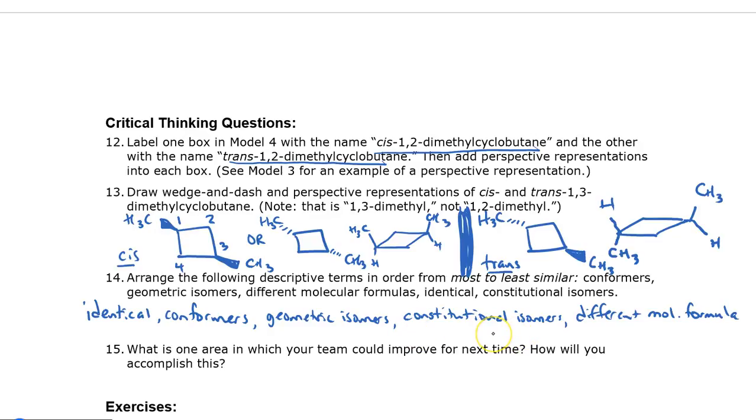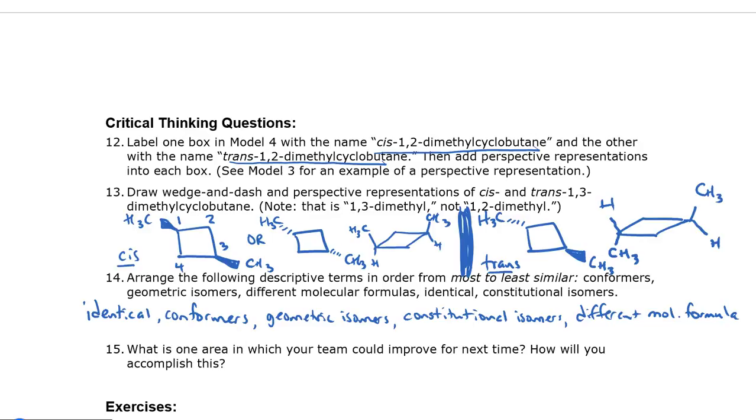Constitutional isomers, we defined those previously in this activity: the same formula but different structures. And I can actually make that a little bit more precise and say different connectivity. And finally, different molecular formula, those would not even have the same formula, those would not be isomers at all. So one thing that would probably be helpful for you to do is to have your own definitions of these terms in your head so that when you read them, you have a definition that you can then apply.